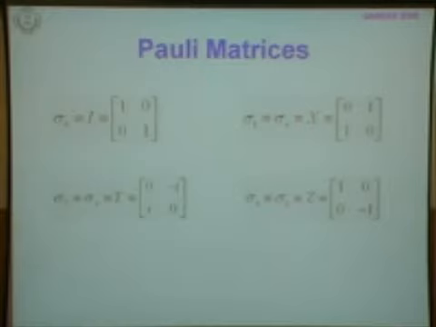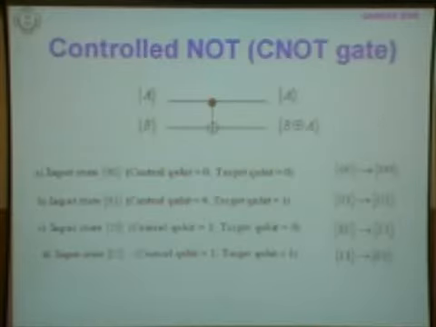Then we have got the Pauli matrices, sigma 0, sigma x, sigma y, and sigma z. Then the controlled NOT gate. It's a 2-qubit gate. The top line is the control qubit, the bottom line is the target qubit. If the control qubit is 0, nothing happens to the target qubit, it goes as it is. If the control qubit is 1, the target qubit is flipped. So you get all these 4 combinations.